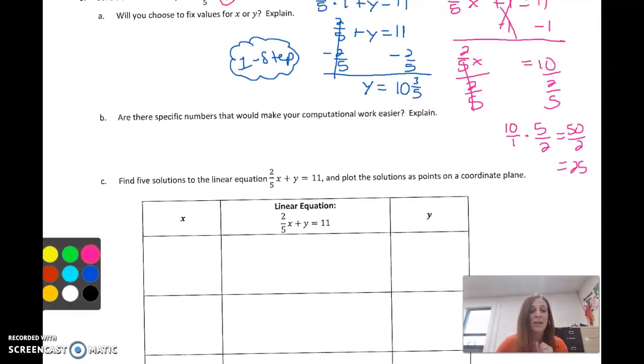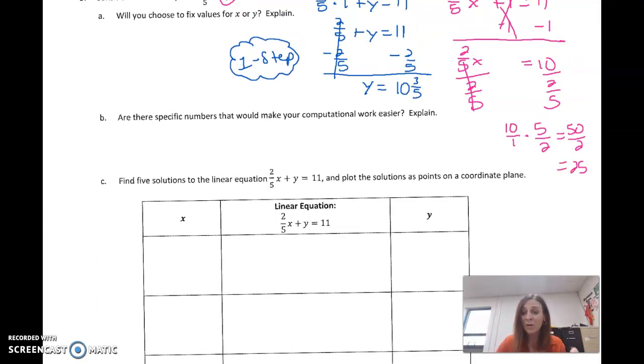Yes, absolutely. And please, please, please, and this is how I will know if you watch the videos or not, because people always struggle when they get to this one because they don't take this hint, usually because they don't listen. Are there specific numbers that would make your work easier? Yes. Use multiples of the denominator. So when you are dealing with an equation with a fraction, use multiples of the denominator because it's going to make the fraction go away.